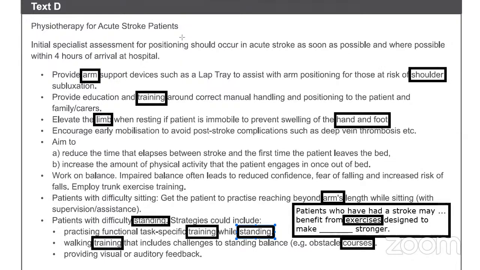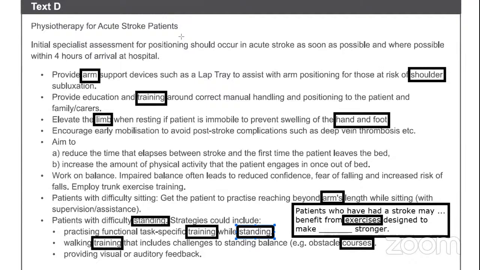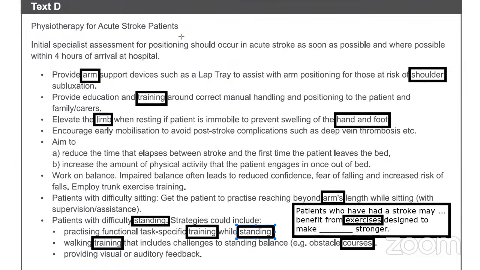Exercises designed to make dash stronger. What do you think? Standing balance is an exercise. That is the only exercise. Come on, try to think about it. What? Shoulder? You stand with your shoulder, Jackson?